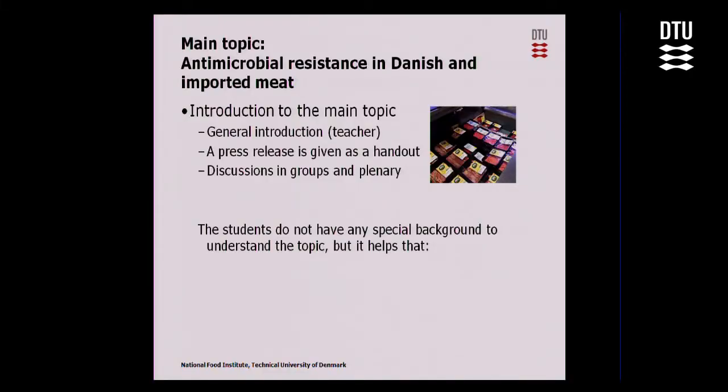The first day, the main topic we have worked with is antimicrobial resistance in Danish and imported meat. It could be any problem, but it's a problem that has a lot of awareness in the press, and they know about it. So they get a general introduction, and then we have given them a press release, so they can see this is some data we have produced here at DTU, and we are sending it to the press, and they can read it, find articles and so on.